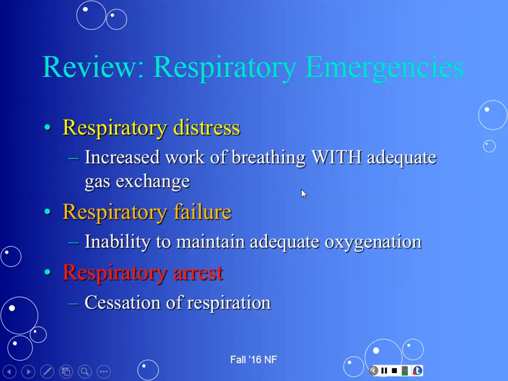All right, so respiratory emergencies, just to kind of review. With respiratory distress, you've got that increased work of breathing, but you have adequate gas exchange. Okay. At that point, what do you think you'd see with increased work of breathing? You might see some nasal flaring. You might see some retractions. They might be breathing at a higher rate.